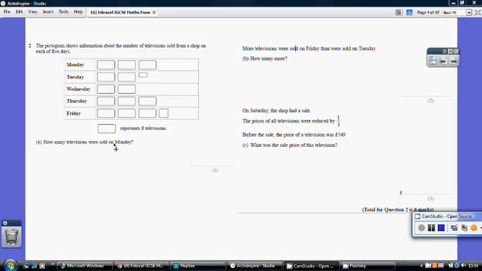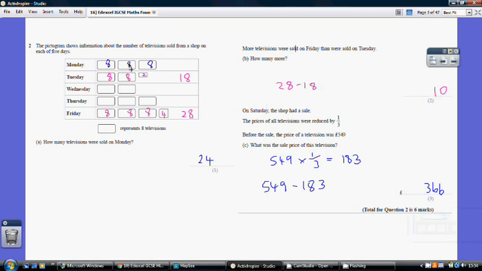Question 2, how many televisions were sold on Monday? Well, each of these rectangles is 8 televisions. So for Monday we got 3 lots of 8, which is 24.